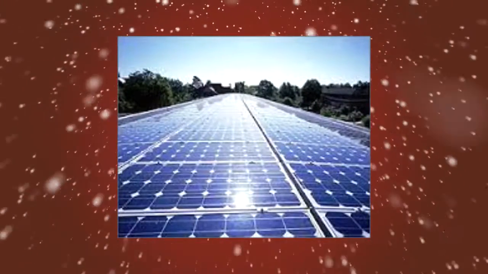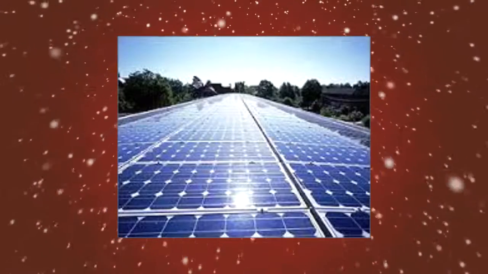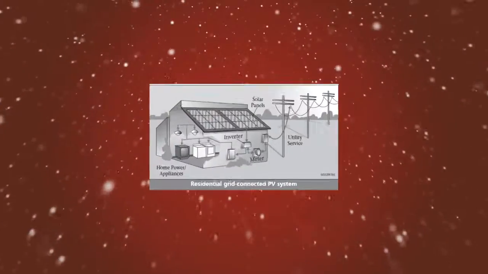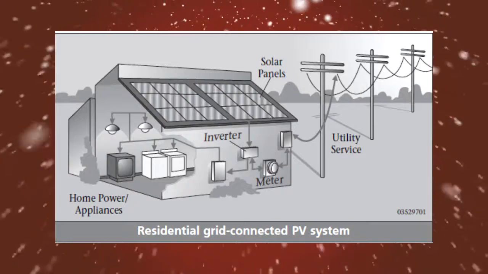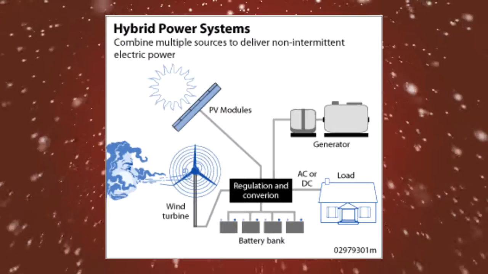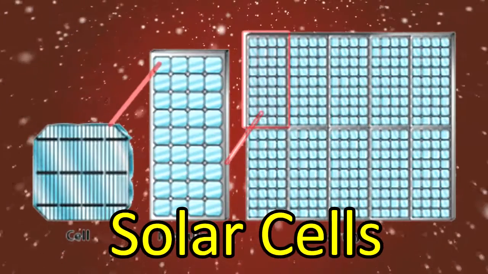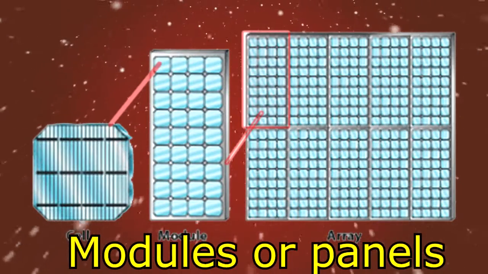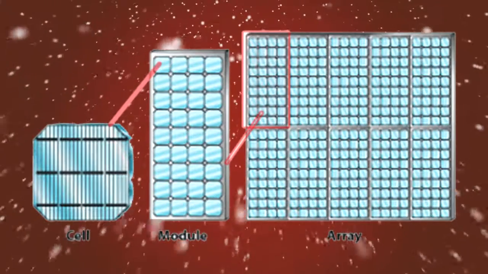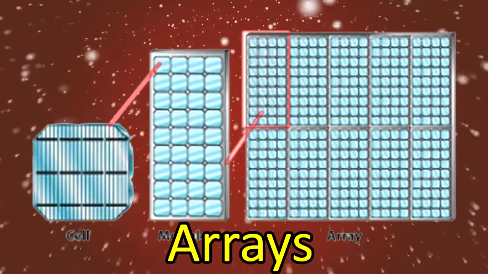Because of their modularity, PV systems can be designed to meet any electrical requirement, no matter how large or small. You can connect them to an electric distribution system, what is known as a grid-connected or grid-tie system, or they can stand alone, as in an off-grid system. A typical PV system consists of these components: solar cells, modules or panels which consist of solar cells, and arrays which consist of modules.